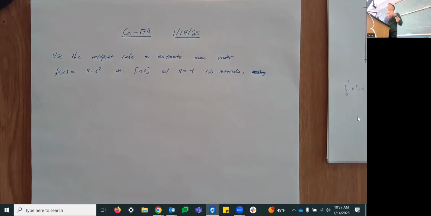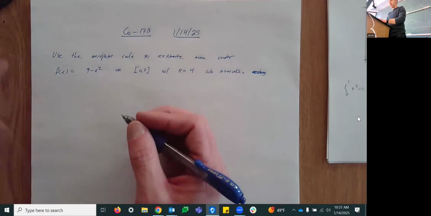I'll point out that the midpoint rule is a method we use more when we cannot use the fundamental theorem of calculus and we're just trying to estimate. It's usually less of how we build up the definite integral. That said, it's still worth talking about.